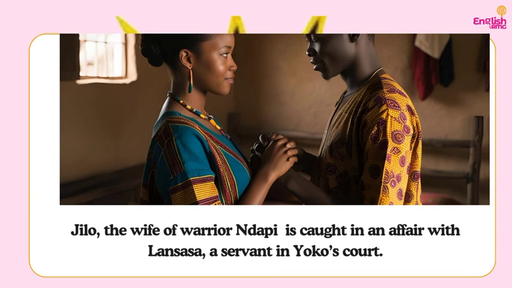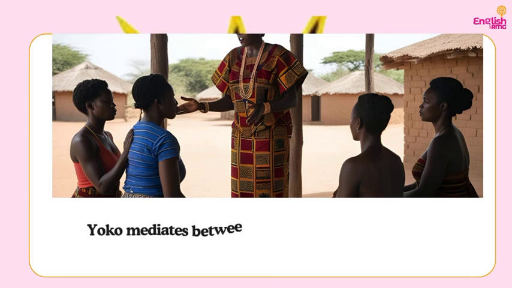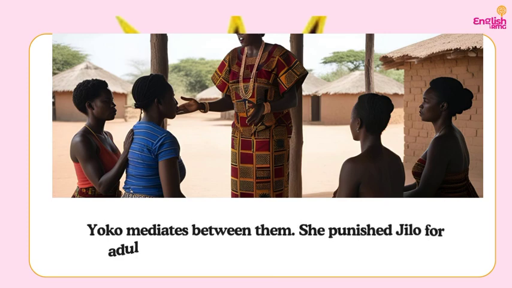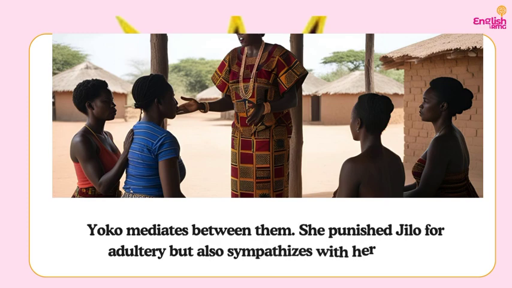In this context, Jilo is neglected emotionally and psychologically in the marriage. However, Ndapi cares less about what Jilo thinks. All he cares about is for his own rights to be met. As the plot progresses, Ndapi reported Jilo to Yoko, and Yoko, as the chief, mediated between them. She punished Jilo for committing adultery, although she sympathizes with her plight of being neglected emotionally and psychologically in the marriage. However, she punishes her for committing adultery.